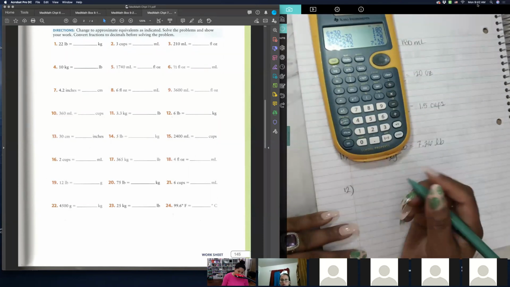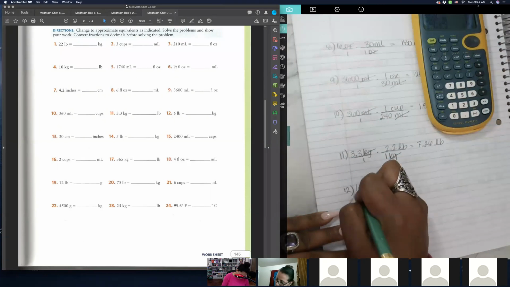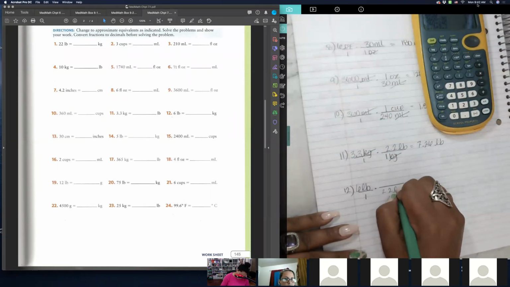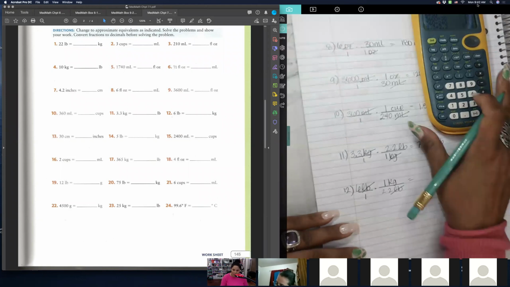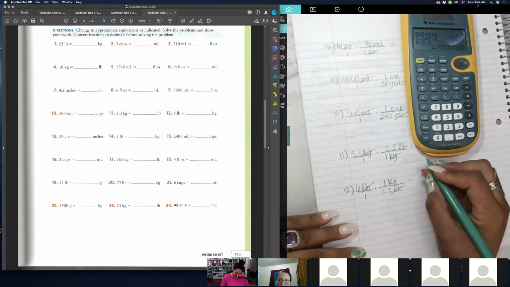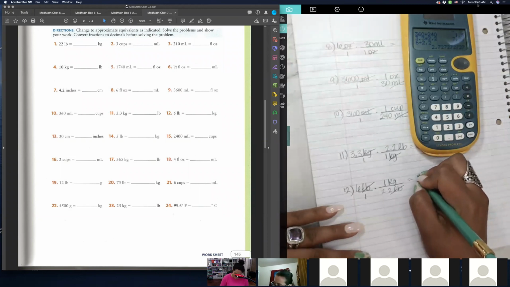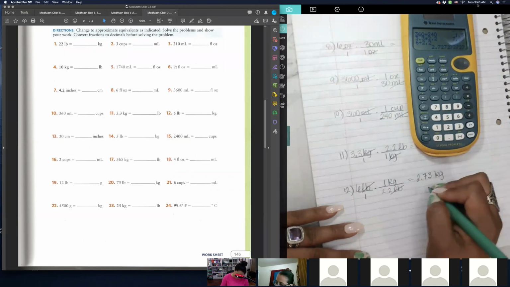All right, 12 is 6 pounds. We're converting to kilograms. So 2.2 pounds equals 1 kilogram. Our pounds cancel. And then I just need to take 6 divided by 2.2. And keeping 2 decimal places, that's going to give me 2.73 kilograms.